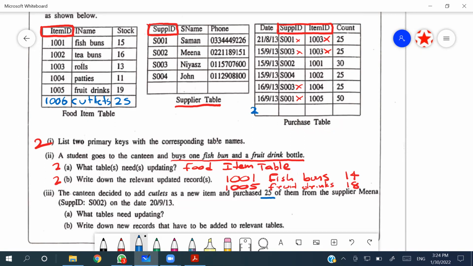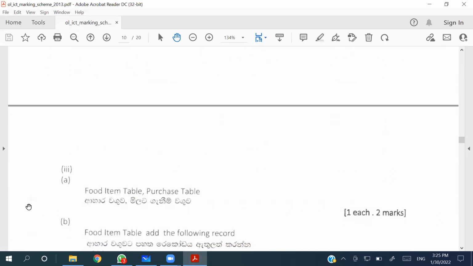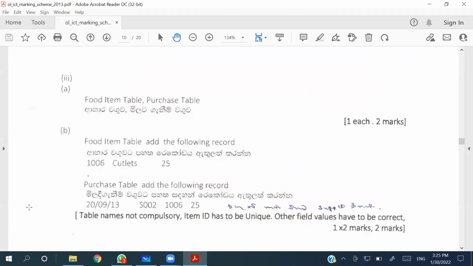So like 2913. The supplier is Mina, so there it should be 002. The item is 1006, and the count is 25. All right, so 2 marks for this and 2 marks for this. So the marking scheme shows it's going to be like this.